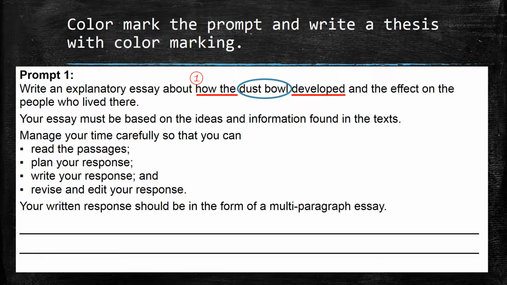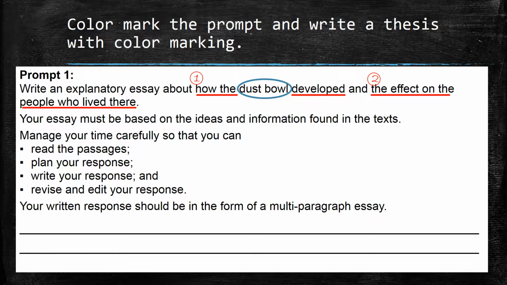So if you wrote this whole essay about how the Dust Bowl developed, you would not get a passing grade on this essay because that's not what the prompt's asking you to do. You have to write how the Dust Bowl developed and the effect on the people who lived there. So your second point you have to make is the effect on the people who live there. Go ahead and color mark that red and make sure you put the 2 with the circle above it.